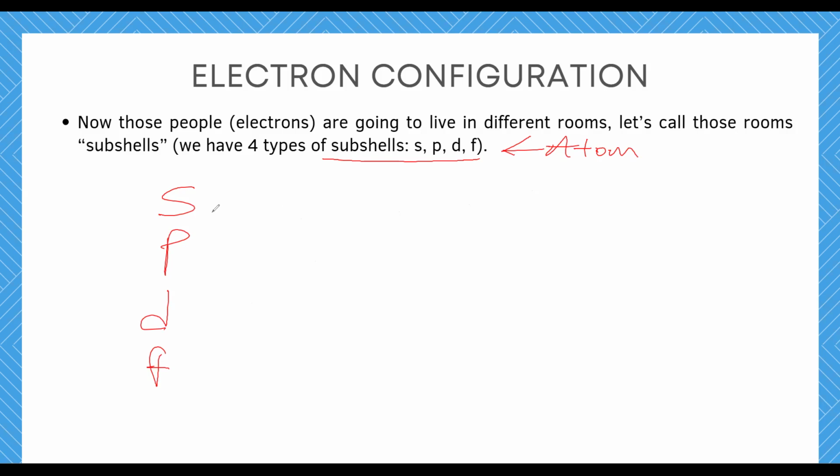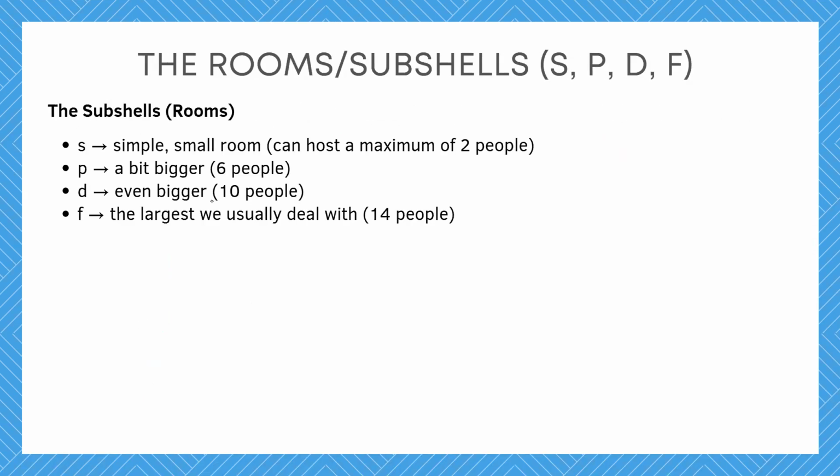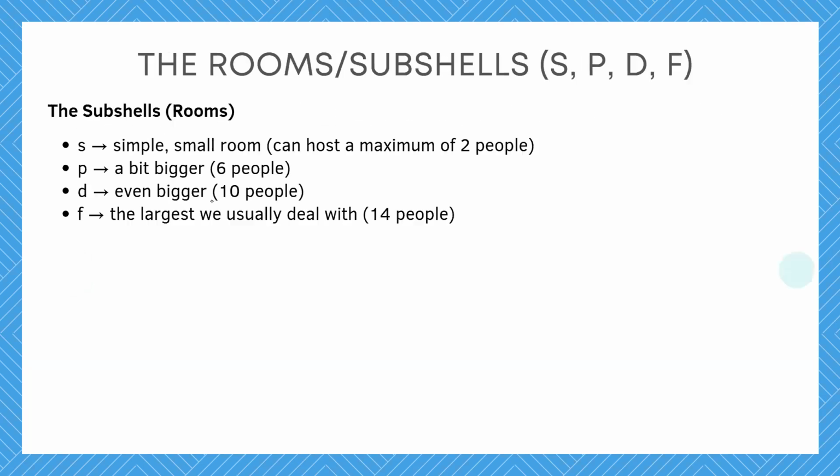Are you there? Yes, sir. So how many types of subshells do we have? Four. Okay, what are they? SPDF. Good. Very good. I hope you're taking notes. Very good.